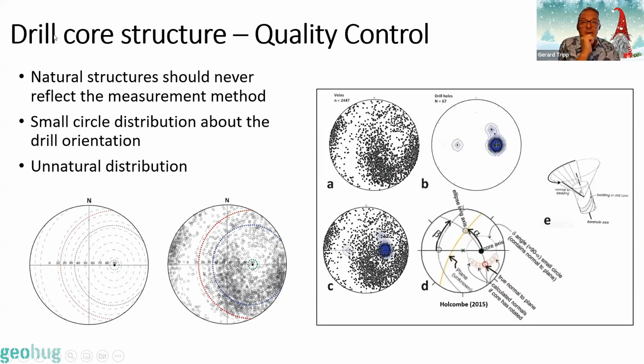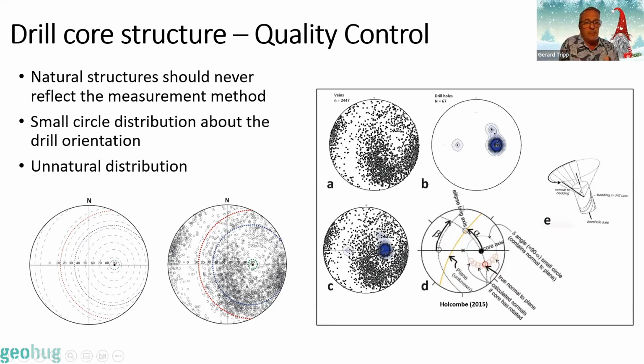People must always be aware of drill core quality control. Drilling is a very biased data set. It's just a line going into a very complicated 3D geometrical natural occurrence. So what we should see in the data is not this. These stereo nets here are showing unnatural distributions, a very strong rotation of the veins around the drilling core axis, the axis of drilling.